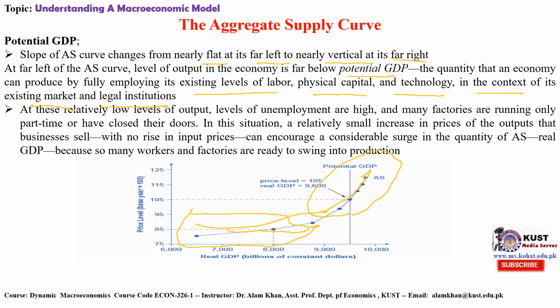At the relatively low level of output, the level of unemployment is high, and many factories are running only part-time or have closed their doors. In this situation, a relatively small increase in the prices of the output that businesses sell, with no rise in input prices, can encourage a considerable surge in the quantity of aggregate supply, real GDP, because so many factories are ready to swing into production.